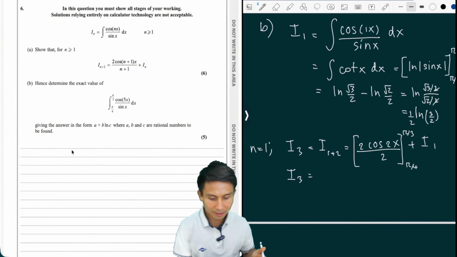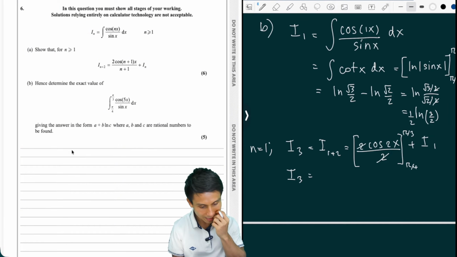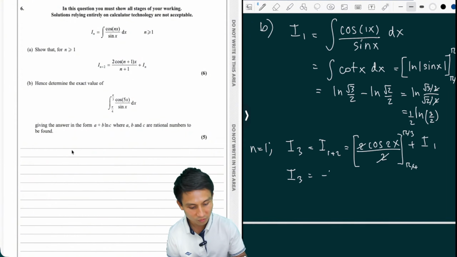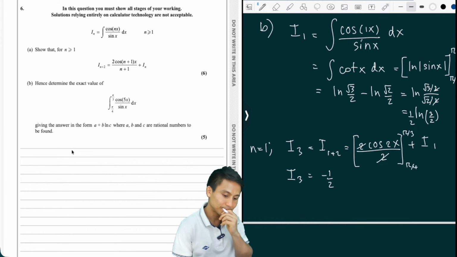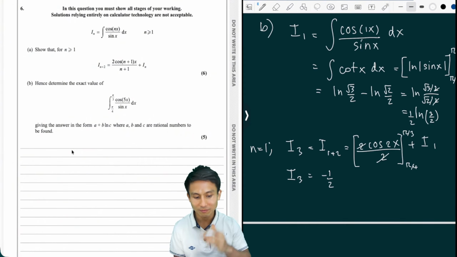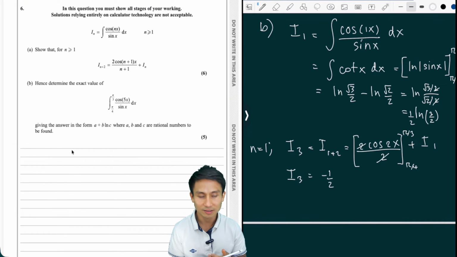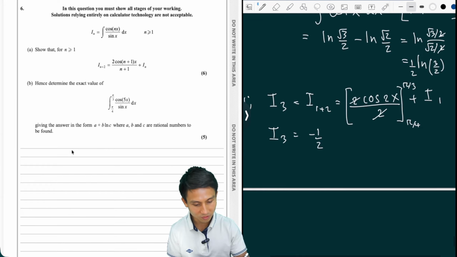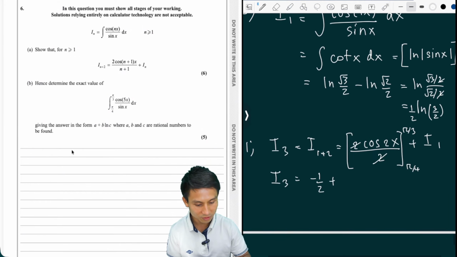So, well, 2 cancel, luckily. And then we have cos of 2 pi over 3. Cos 2 pi over 3 is just minus 1 over 2. Yeah. Cos of pi over 4 times 2 would be cos of pi over 2. That is 0, isn't it? Cos pi over 2 is 0. So that's I3 on its own, and then plus I1, which is 1/2 ln 3 over 2.